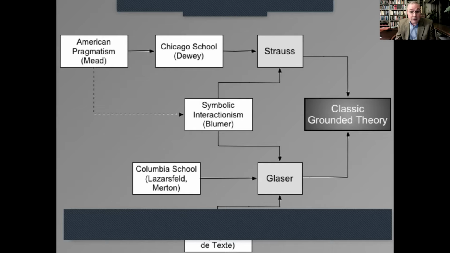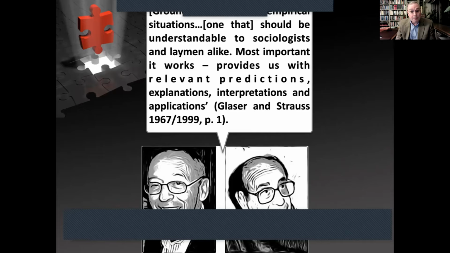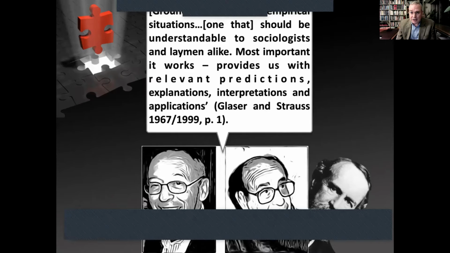Today, it's often called classic grounded theory. And as you can see, they describe grounded theory as being for empirical situations, should be understandable to sociologists and laymen alike. Well, it was back in the 60s, they used words like layman instead of inclusive language, but they said, most important, it works. It provides us with relevant predictions, explanations, interpretations, and applications. And even though he wasn't alive at the time, William James would certainly be smiling and say, yes, that's the type of theory that I think is pragmatic.